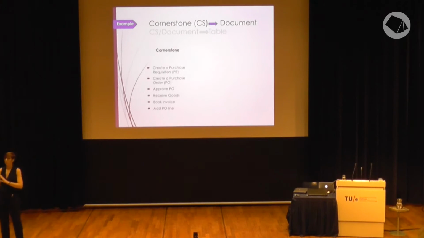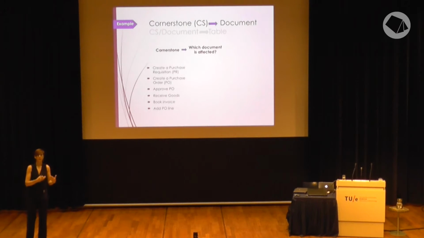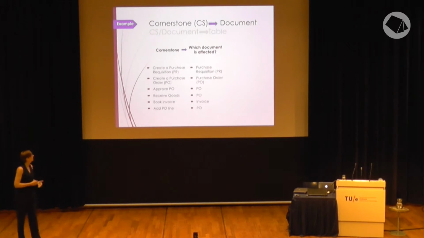So in the first sub-step, let me call it like that, we're going to go from the cornerstone to the underlying documents. So these were the cornerstones that were identified in step 1. And we're going to ask, for each cornerstone, which document is affected by this cornerstone or key step. I've listed them in the second column.